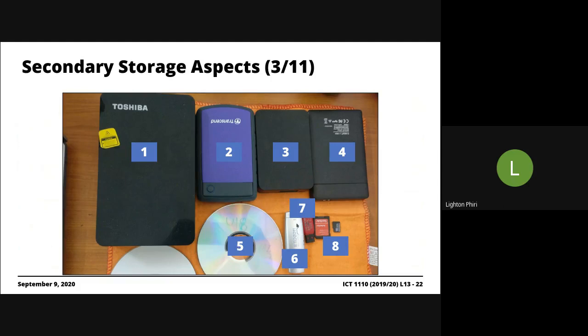Of course, this is a thumb drive, thumb disk, or memory stick, as they call it. This is another thumb drive, memory stick. This is just an adapter. 8 is a micro SD card. Yeah, this is a solid state disk, I think. Either this or this. I think it should be 4.